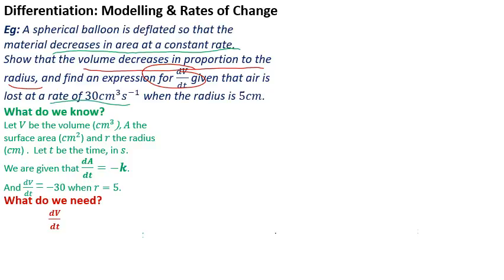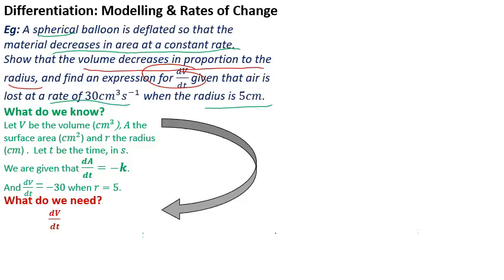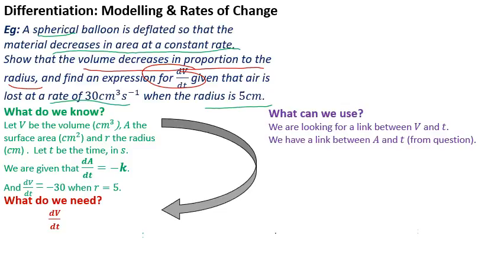So the rate at which air is lost for a particular radius, that's part of what we can work with. And the fact that this is a spherical balloon we're going to make use of, but what we're trying to get towards is dV/dt. And how we get between those two, this is where we start thinking about the chain rule. We're looking for a link between V and t.